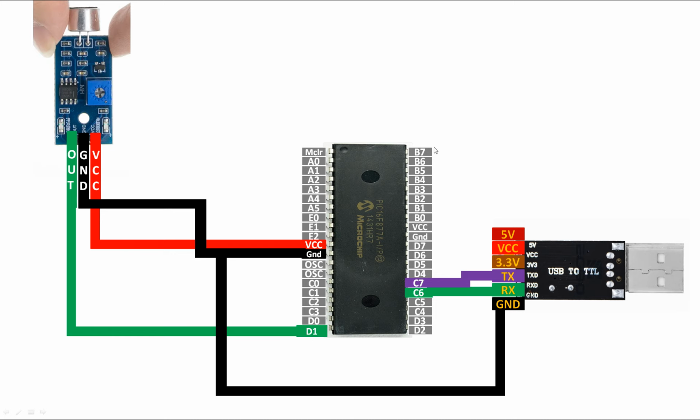But in case, like me, you are going to use the PICkit 3 to power up the PIC and the mic, then you do not need the power from the CH340. Just common the ground, and this CH340 FT232 device will be powered up by the computer. Simple as that. Now guys, this is our total connection. We have our mic, we have our USB TTL device connected. Now let me show you the hardware before we move on to the programming.